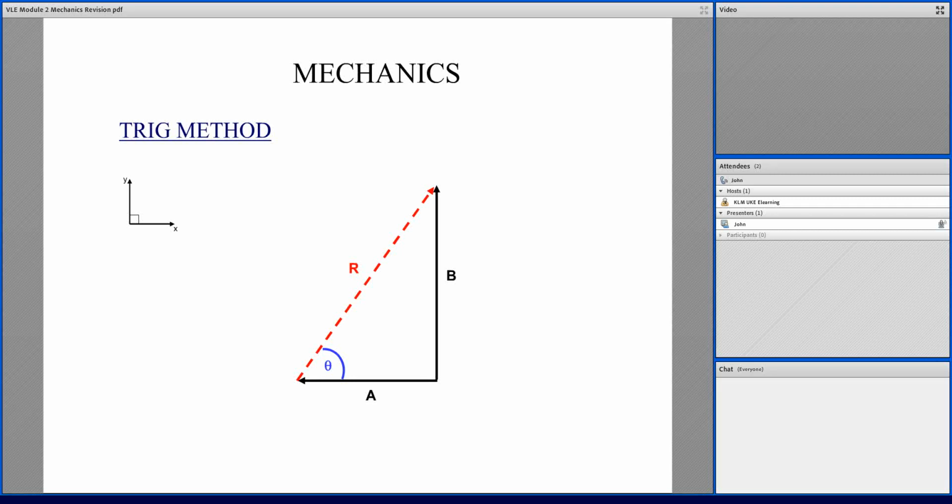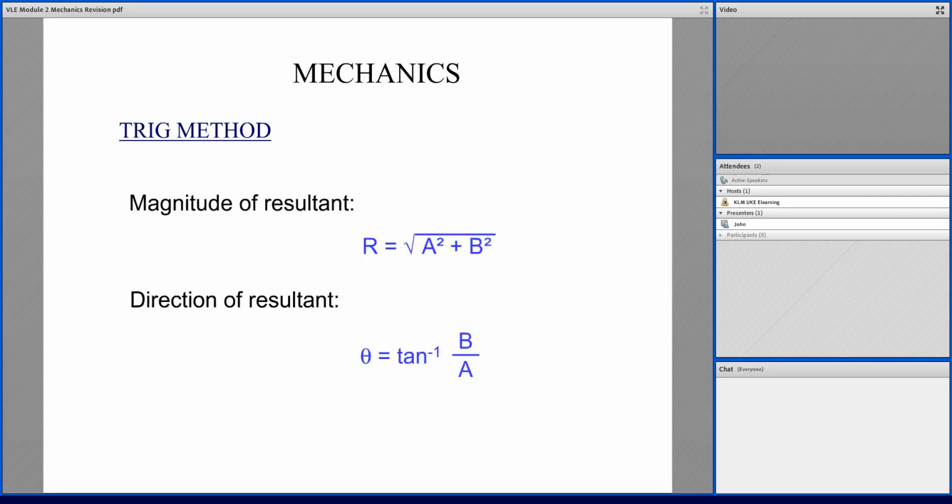The resultant's magnitude is found by using Pythagoras' theorem. That is the square of side A added to the square of side B, or the lengths of the vectors, the magnitude of the vectors A and B. Squaring them, summing them together, and then finding the square root will give you the value R. That is its magnitude or length.